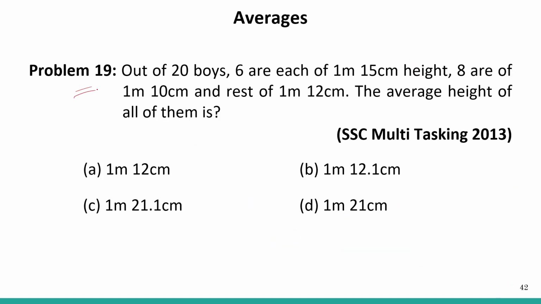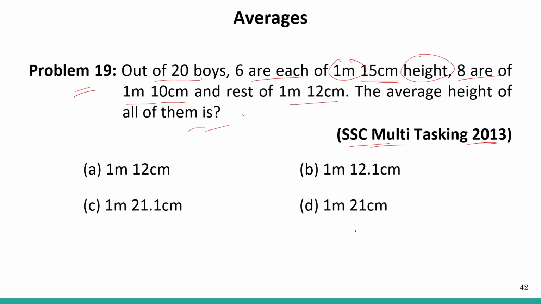So let's go forward with problem number 19. Out of 20 boys, 6 are each of 1 meter 15 centimeter height, 8 are of 1 meter 10 centimeter and the rest are of 1 meter 12 centimeter. So what is the average height of all of them? This question appeared in the SSC multitasking 2013 paper. Is it 1 meter and 12.1 centimeter or any one among these?